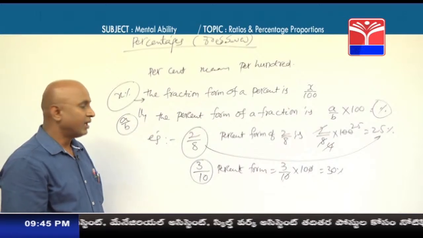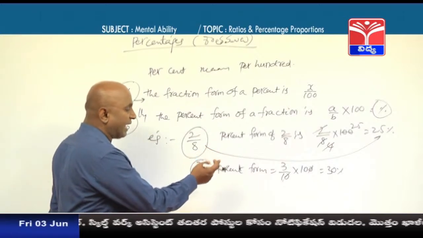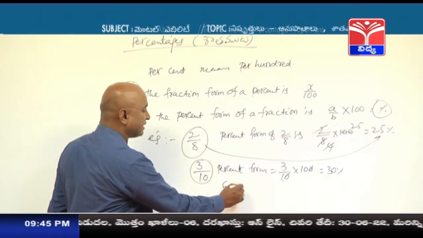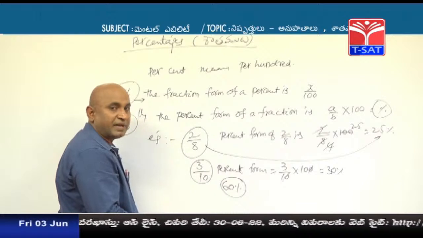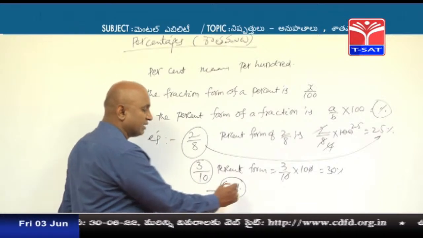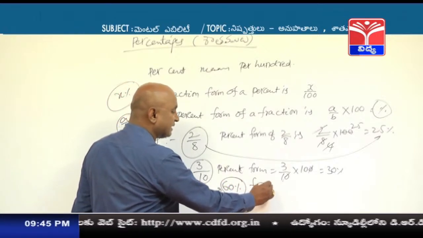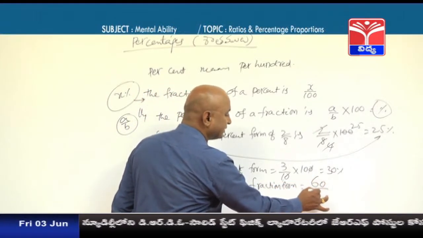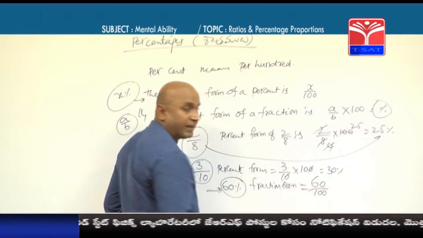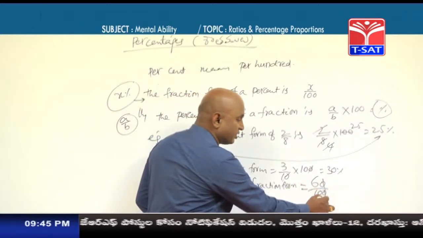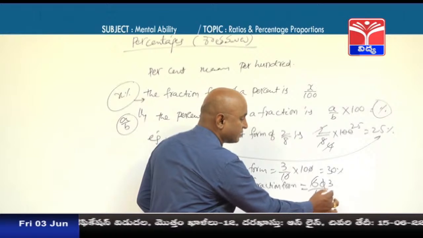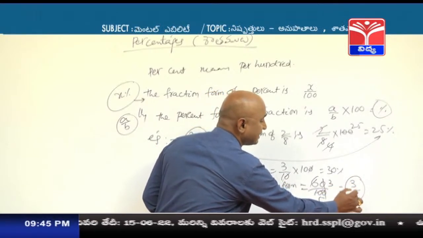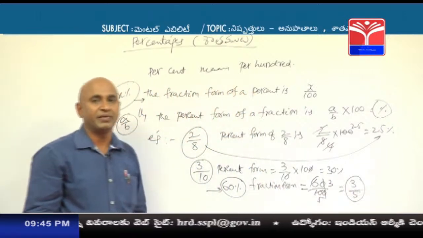Similarly, for the fraction form of a percent, suppose 60% is there. What is the fraction form of 60%? The fraction form of 60% is 60/100. Cancelling the zeros, 2 3s are 6, 2 5s are 10. So the fraction form of 60% is equal to 3/5.